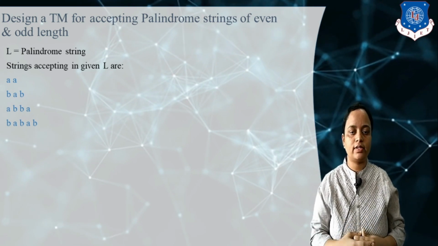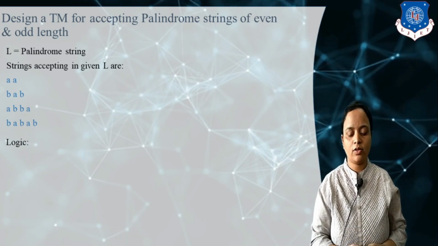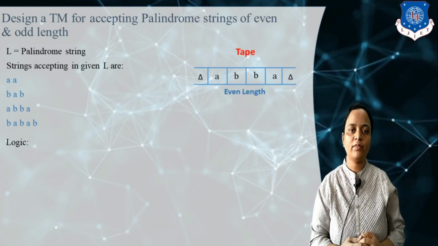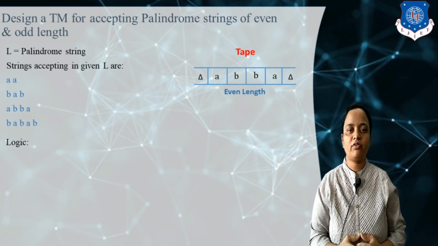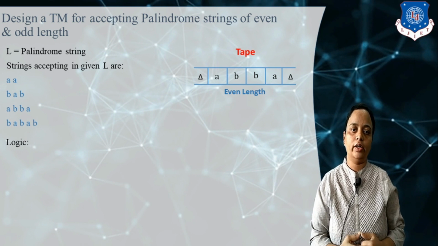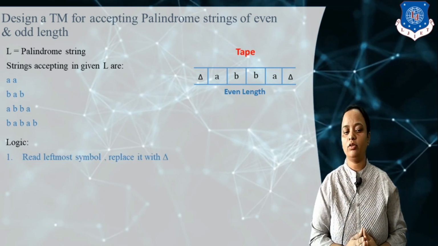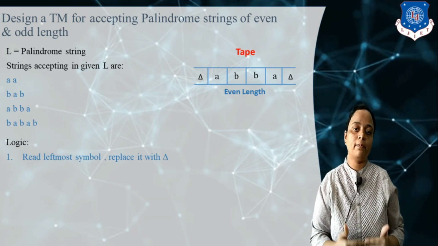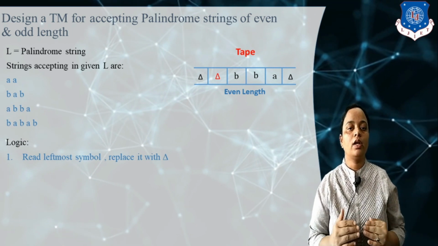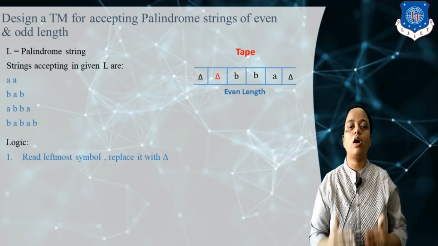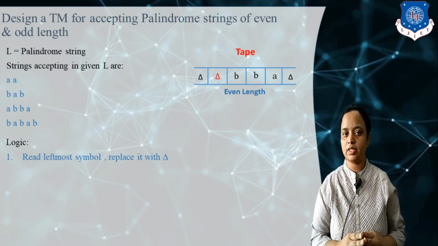So let us understand the logic of how we can design the state transition diagram for these palindrome strings. Here I have taken the tape which contains the input string ABBA. With the help of this example we can understand the logic. Step number 1 says: read the leftmost symbol and replace it with delta. So here I have replaced the leftmost symbol of the input string with delta. It means that I have encountered this symbol.